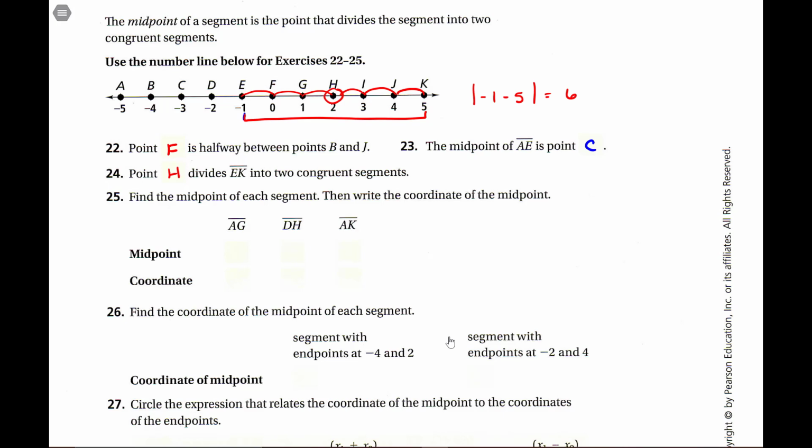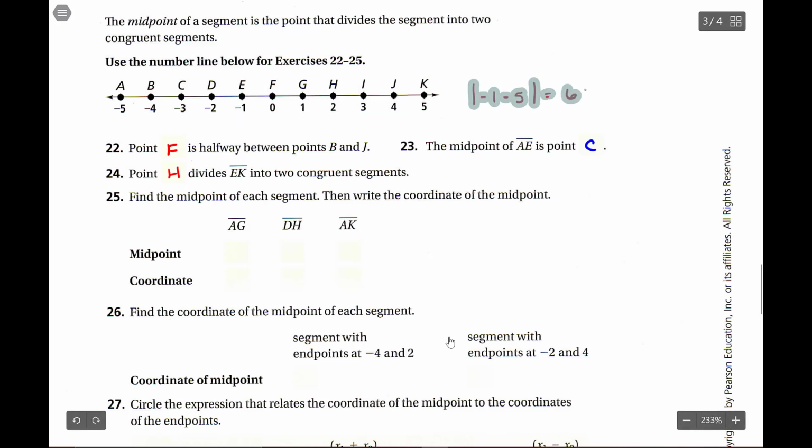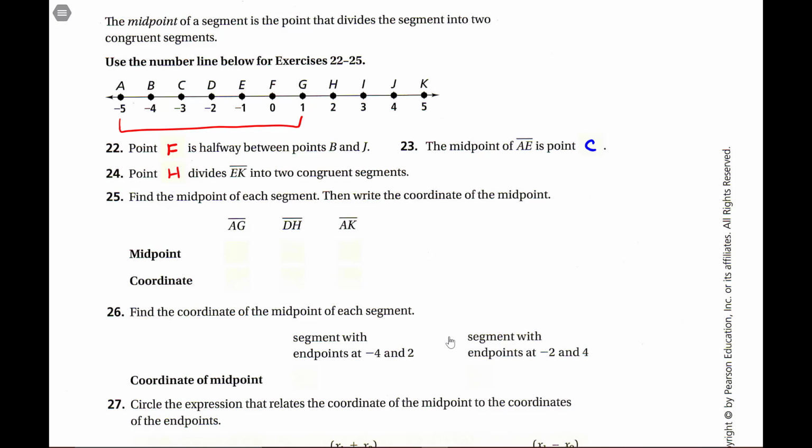For 25, it says find the midpoint of each segment and then write the coordinate of the midpoint. So the segment we're looking at for the first one is AG. A to G is -5 to 1, that's 6 units. So we're going to move 3 units to the right, and that takes us to point D, and its coordinate is -2. DH is from -2 to 2, that's 4 units. Cut it in half, it's 2. That takes us to point F.